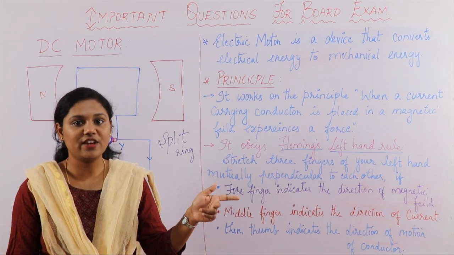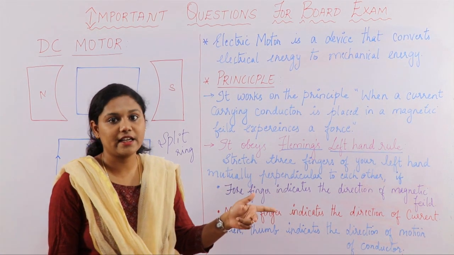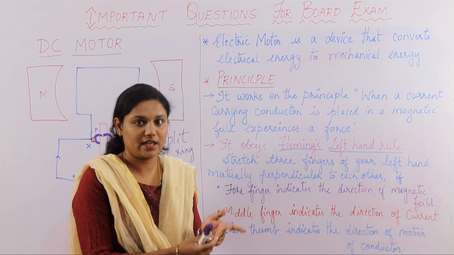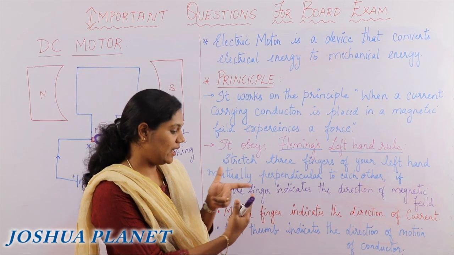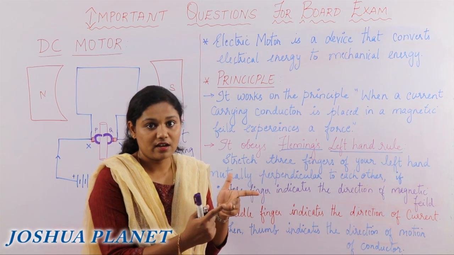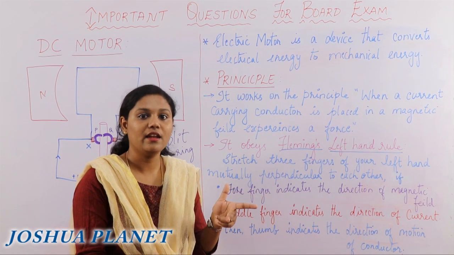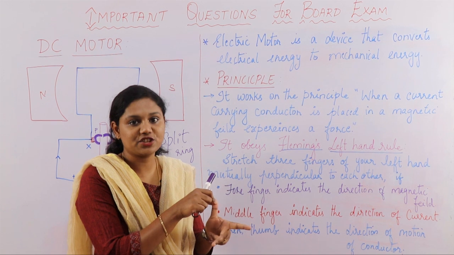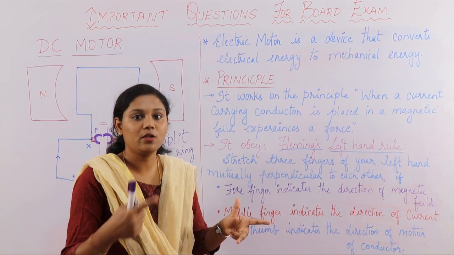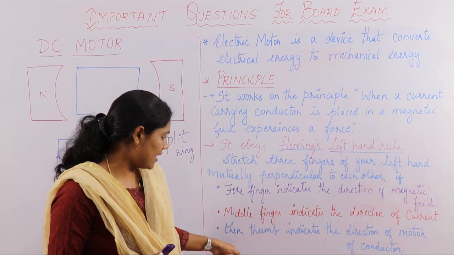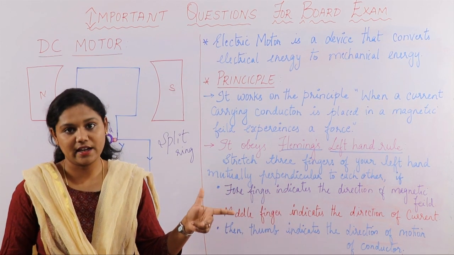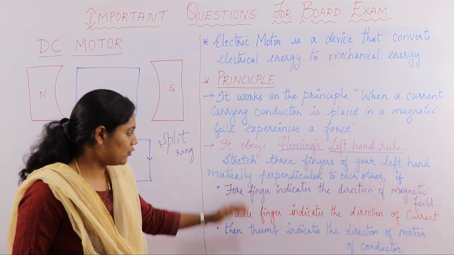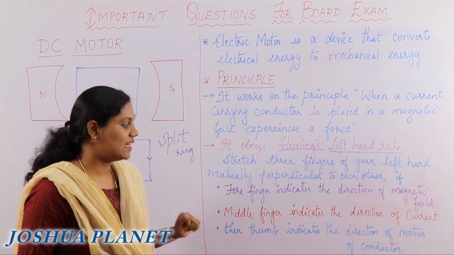And what does the middle finger indicate? Middle finger indicates the direction of current that is produced. If you know the direction of magnetic field, if you know the direction of current that you are supplying, then you can find out in which direction the motor rotates. That's what your third point says. Then the thumb indicates the direction of motion of conductor. Got it? So this is how you will explain Fleming's left hand rule.